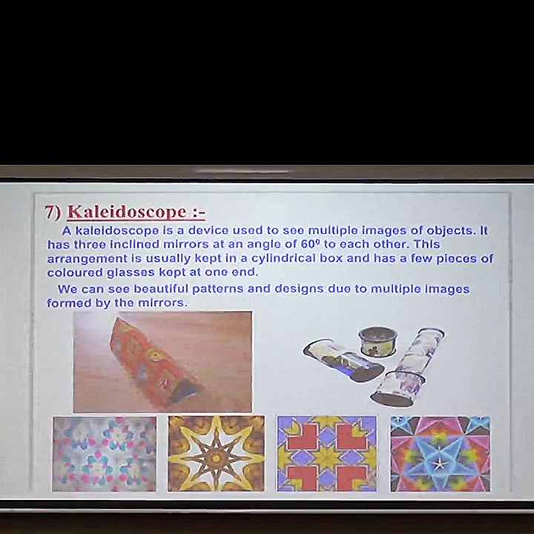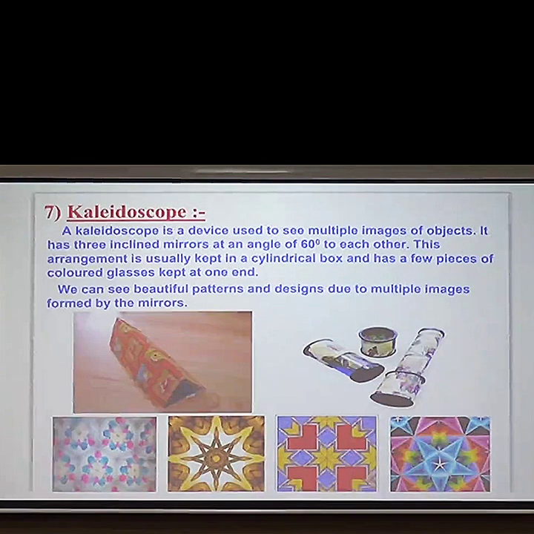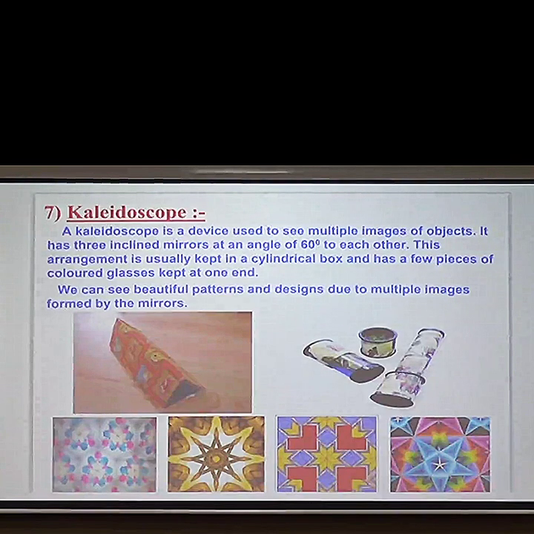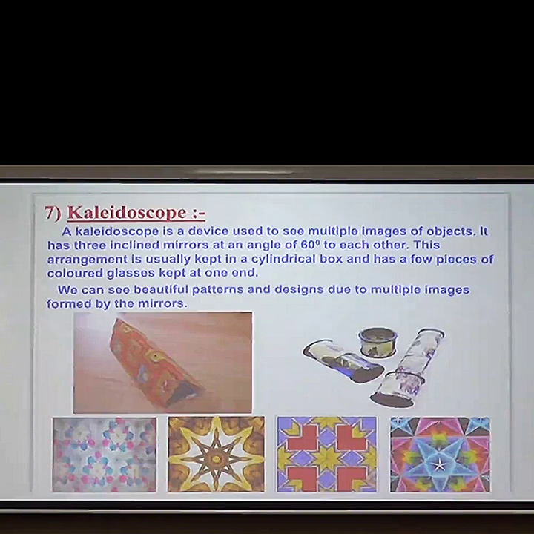It has 3 inclined mirrors at the angle of 60 degrees to each other. This arrangement is usually kept in a cylindrical box and has few pieces of colored glass kept at one end. We can see beautiful patterns and designs due to multiple images formed by mirrors.